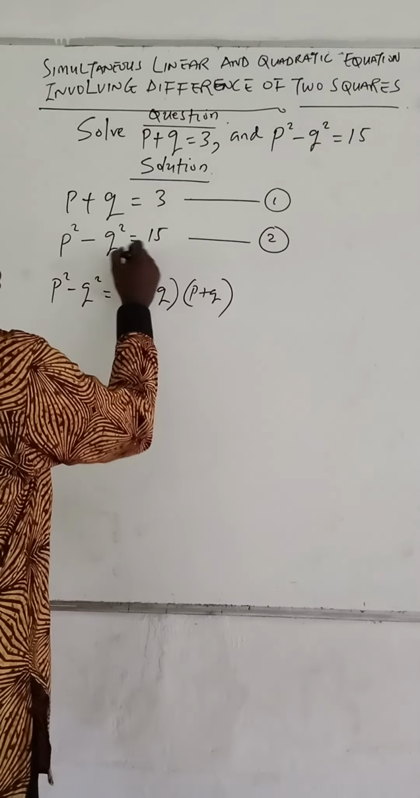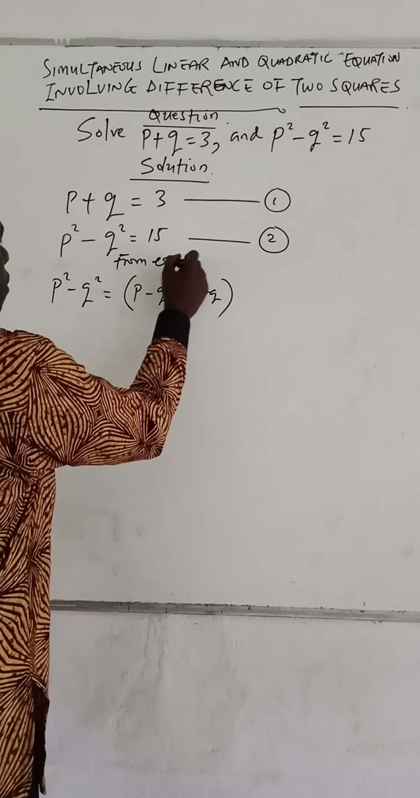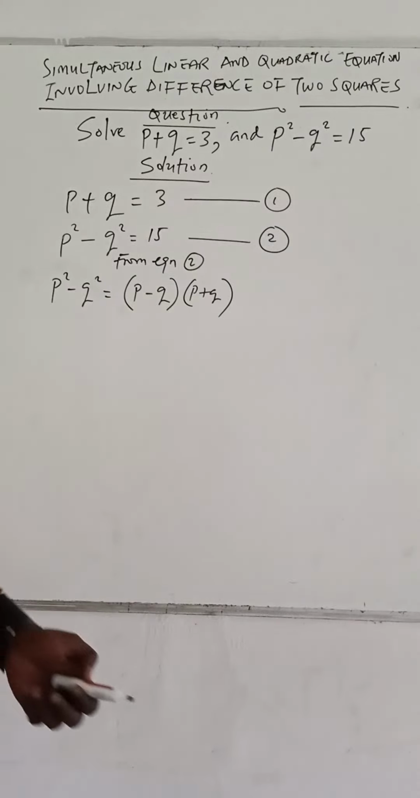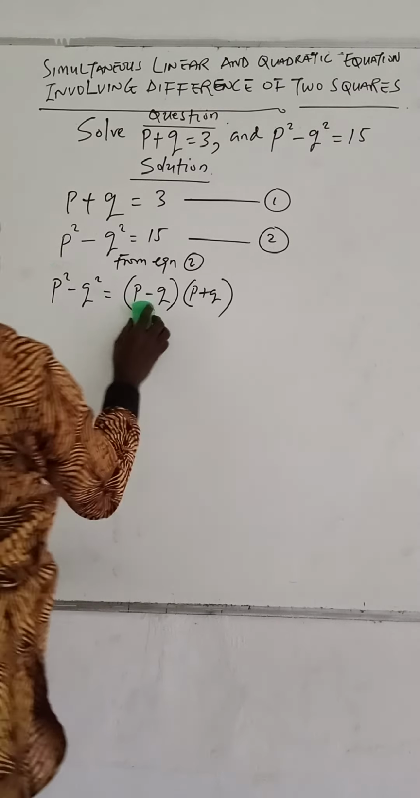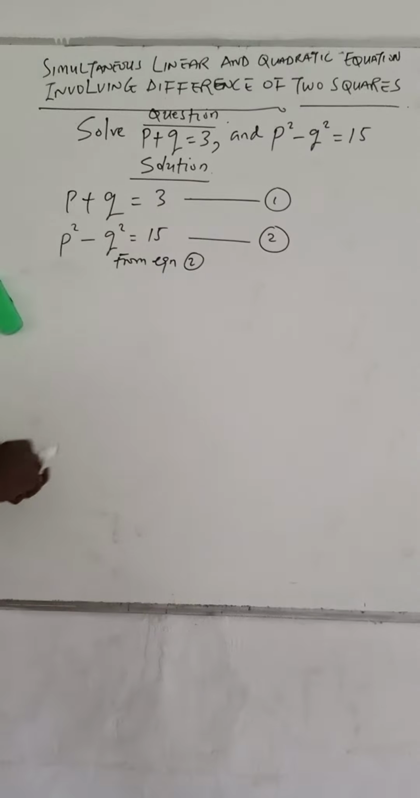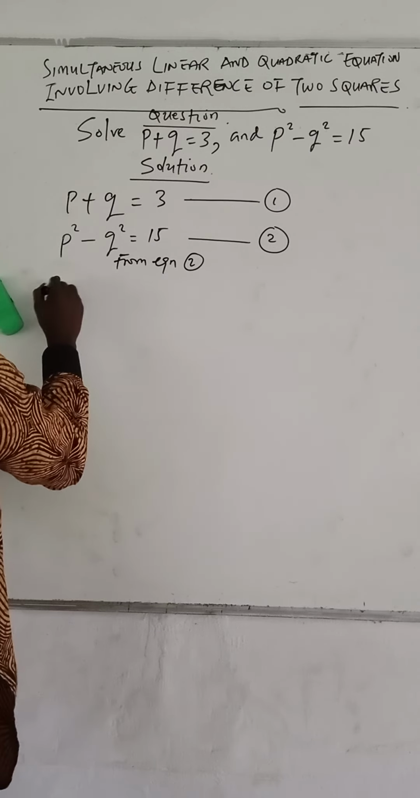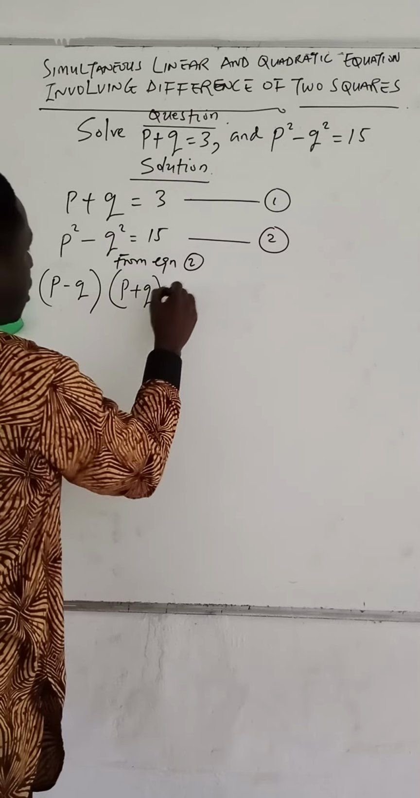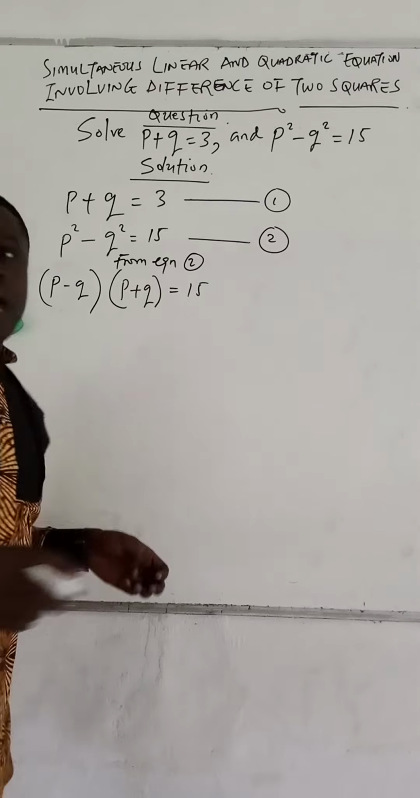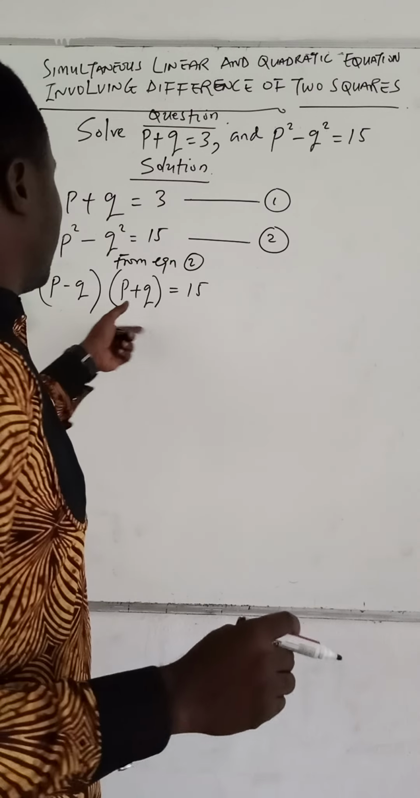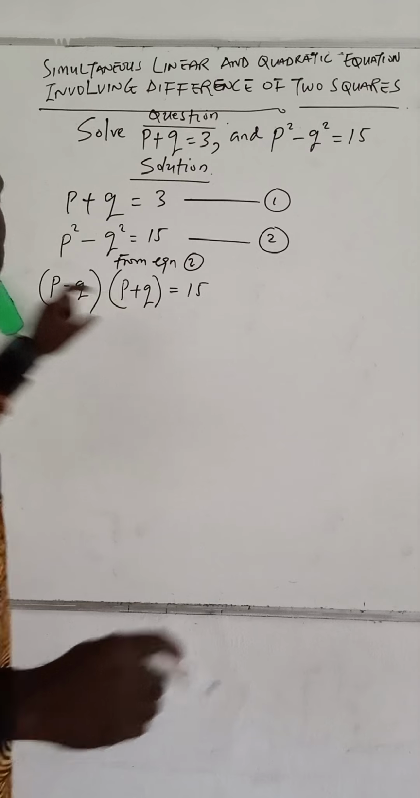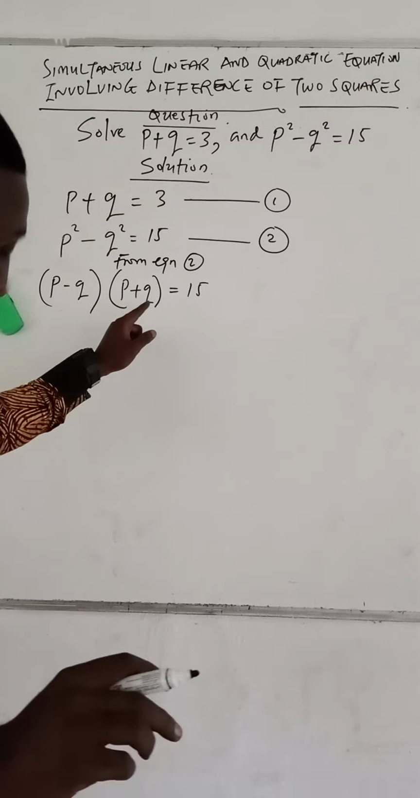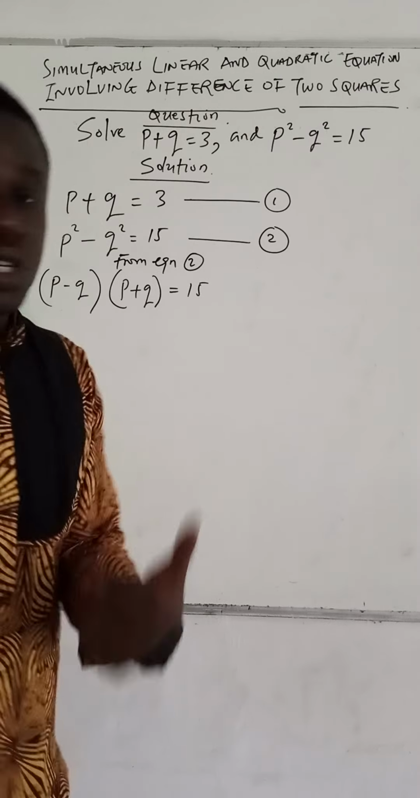So from equation 2, we can then say that this now is equivalent to p minus q bracket p plus q equals 15. Now, if you look at this carefully, equation 1 has p plus q, and there is a p plus q here. That means we can make a substitution.